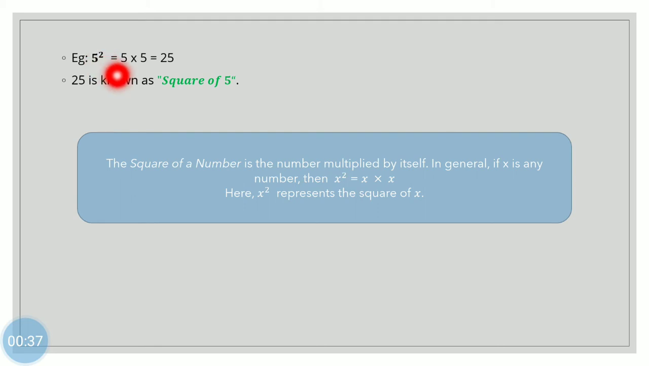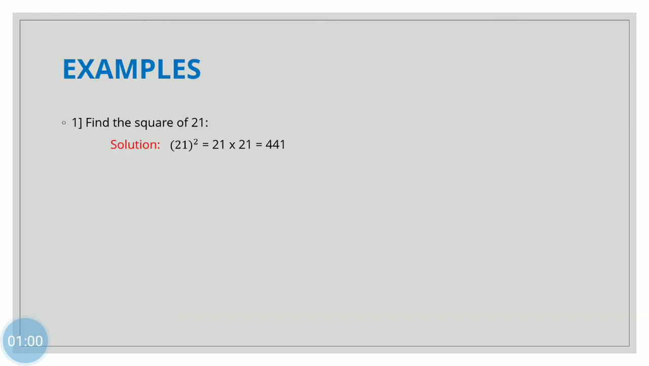5 squared is equal to 5 multiplied 2 times, 5 into 5, which is equal to 25. So 25 is known as the square of 5. The square of a number is the number multiplied by itself. In general, if x is any number, then x squared equals x into x. Here, x² represents the square of x.